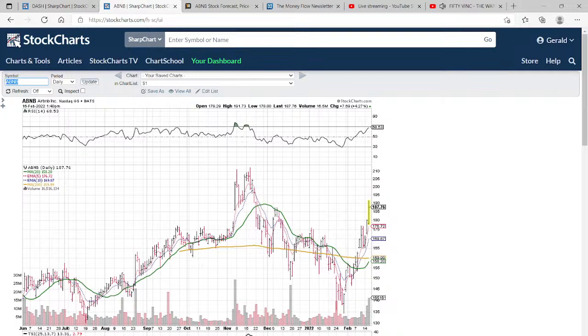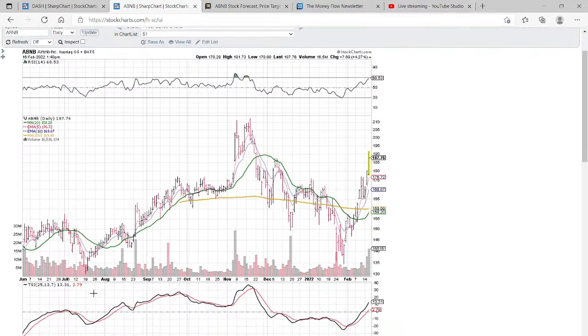Always remember, whatever you think about comes about. Whatever you focus on grows. Airbnb's pumping. Took some profits this morning. Hit a previous high.